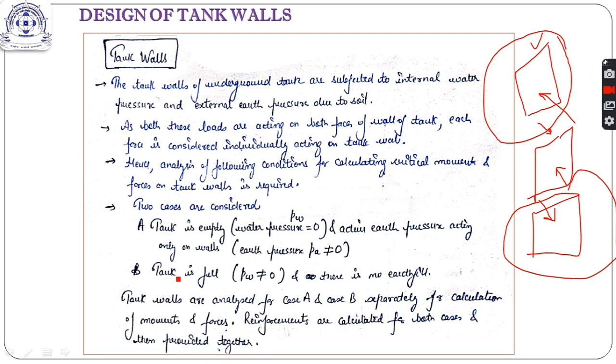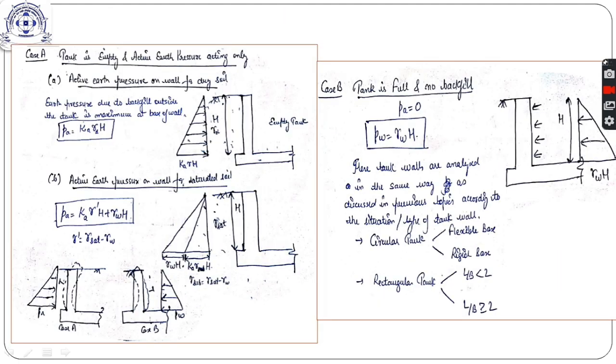The second case is when the tank is full. Tank is full means there is water present inside the whole height of the tank wall, and there is no earth fill, meaning there is no lateral earth pressure from outside. Hence we consider the first case for design of the wall, then we consider this second case separately for calculation of moments and forces. Then due to these moments and forces, we calculate the reinforcements for both the cases, and then we combine both these together. So it will be more clear to you when we look at the question.